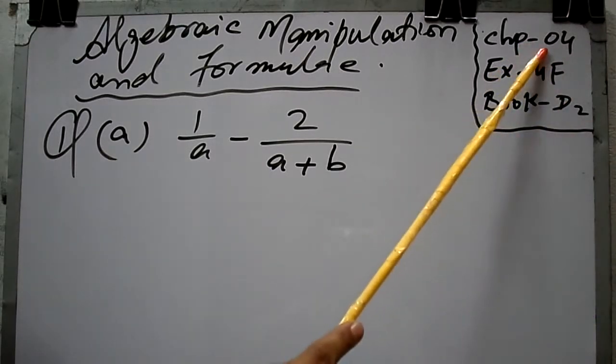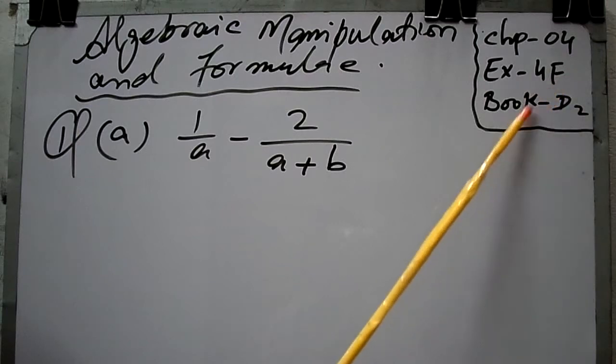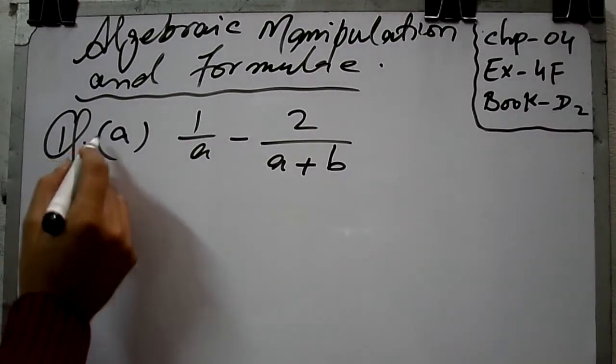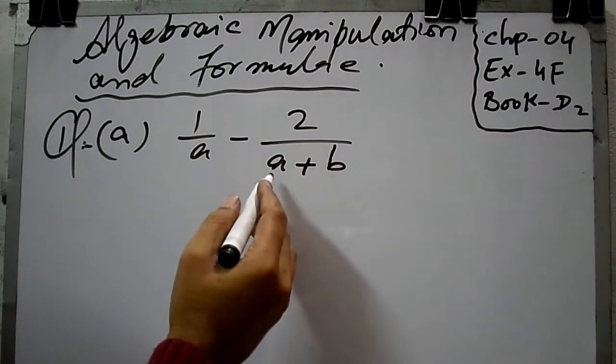Today we will discuss chapter number 4, exercise 4F, book D2, algebraic manipulation and formulas. Question number 1. Simplify each of the following. That is A part: 1 by A minus 2 by A plus B.